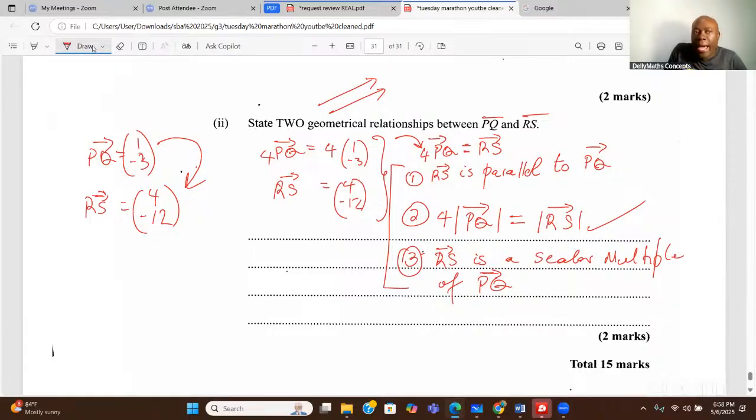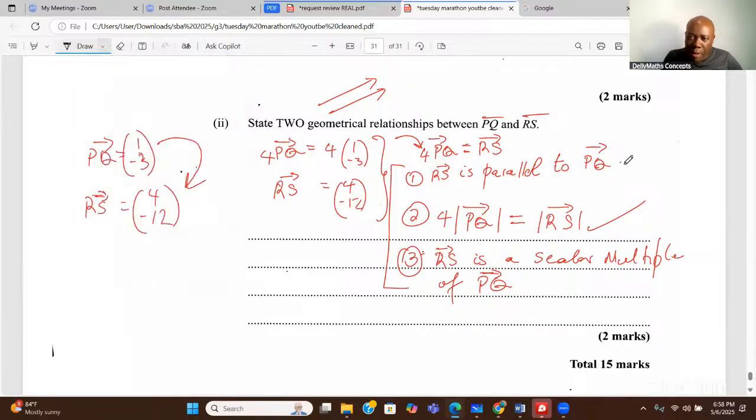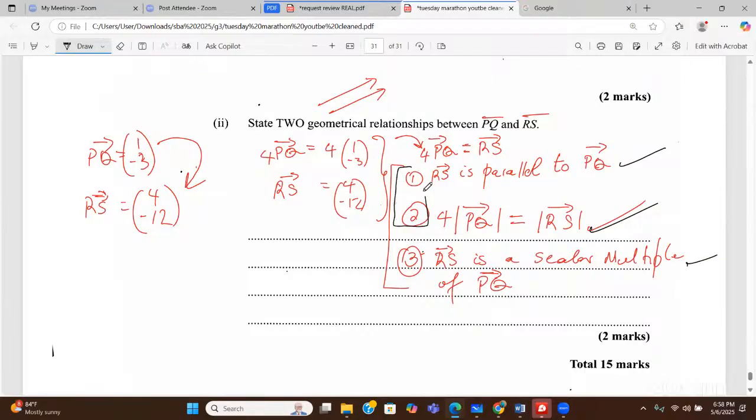But normally, I hardly use that one because this is what I normally use. I normally use the parallel and then I use the size and I'm gone. I'm just giving you information here. So normally I use these 2 and I'm gone.